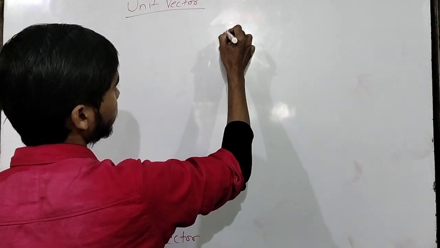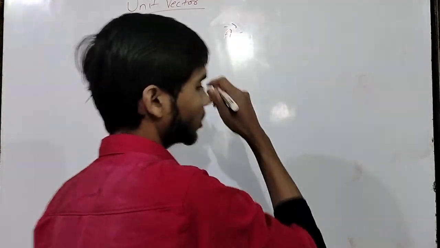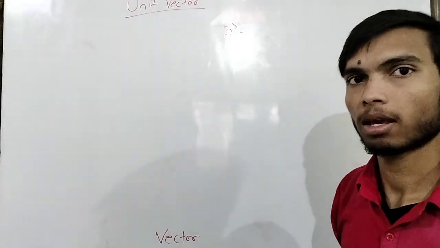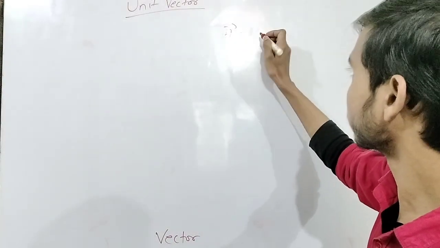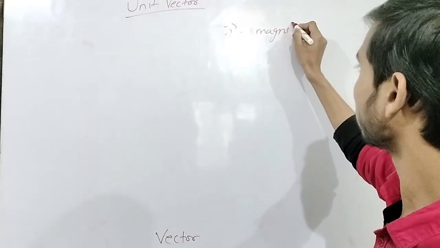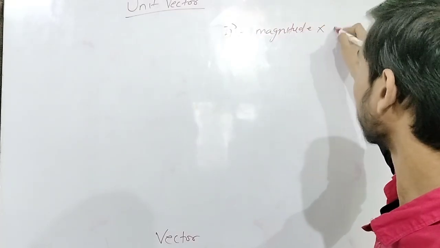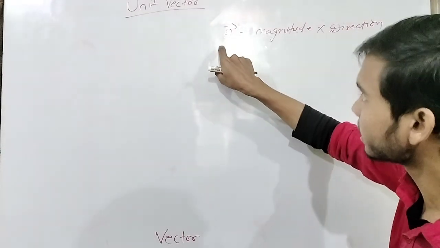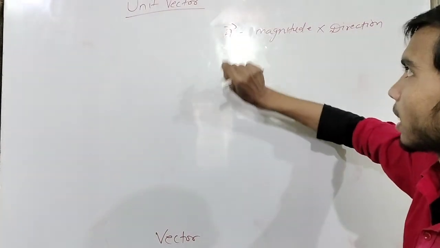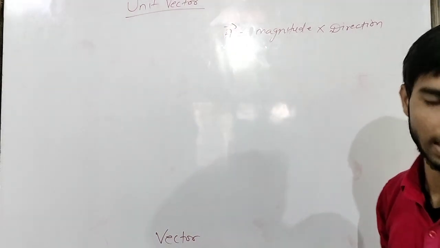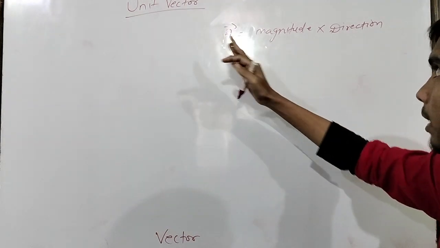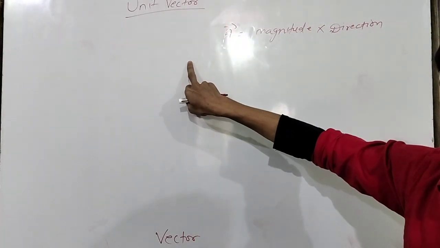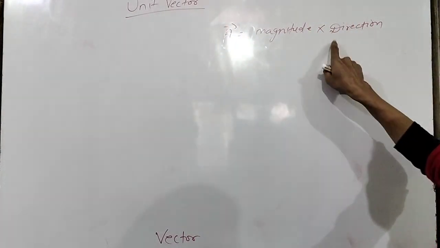Now look over here at this vector a. The definition of vector a is what? According to you, you would say magnitude multiplied by direction. Even we can say in this vector, the arrow is represented for direction and a is the magnitude. So this is the definition of this vector: magnitude multiplied by direction.